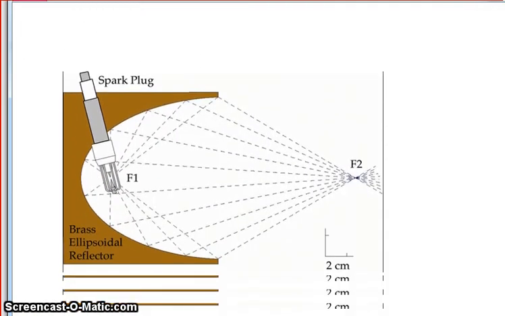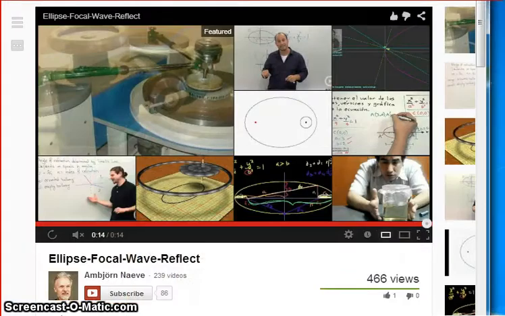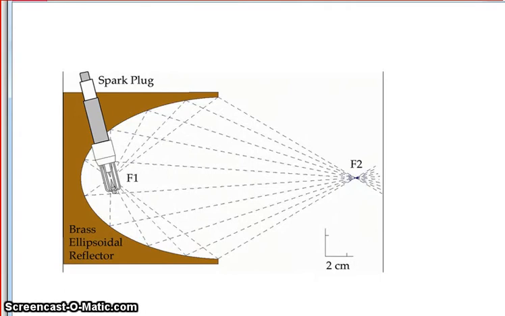One other look at this mechanism is right here. This is done with a spark plug and a brass ellipsoidal reflector, and every single one of these energy waves, or whatever you want to call it, is going to focus on this point right here.